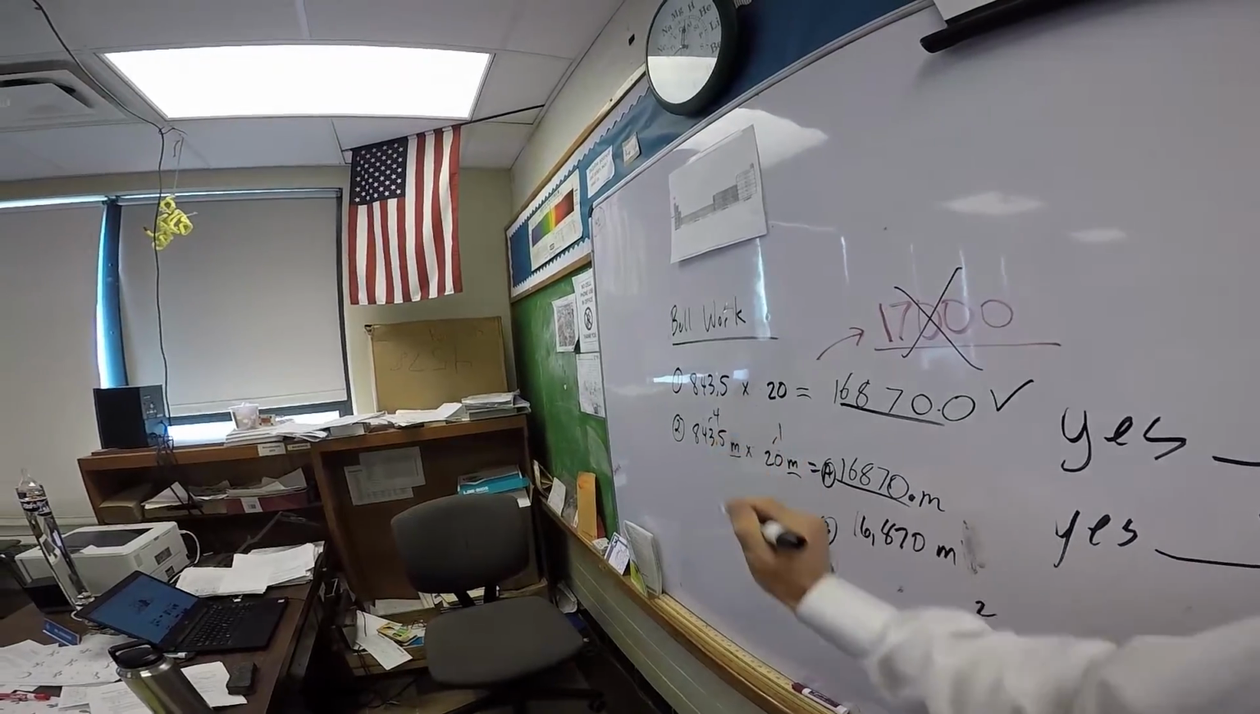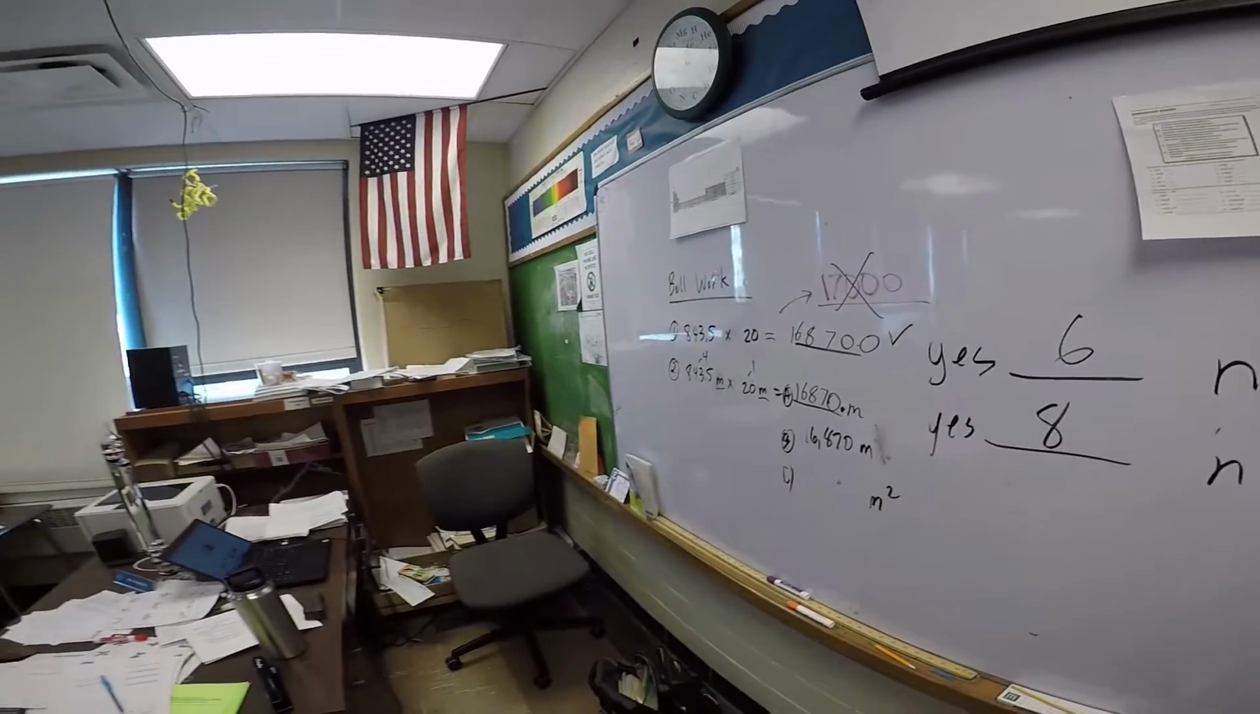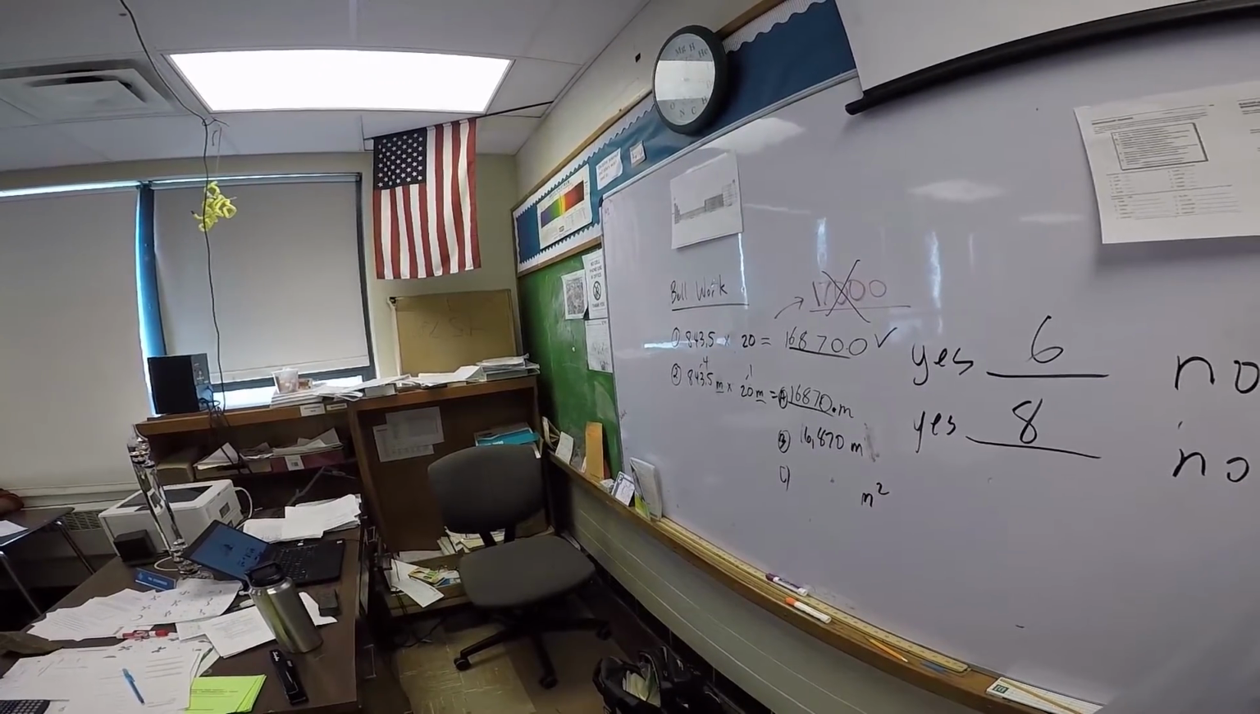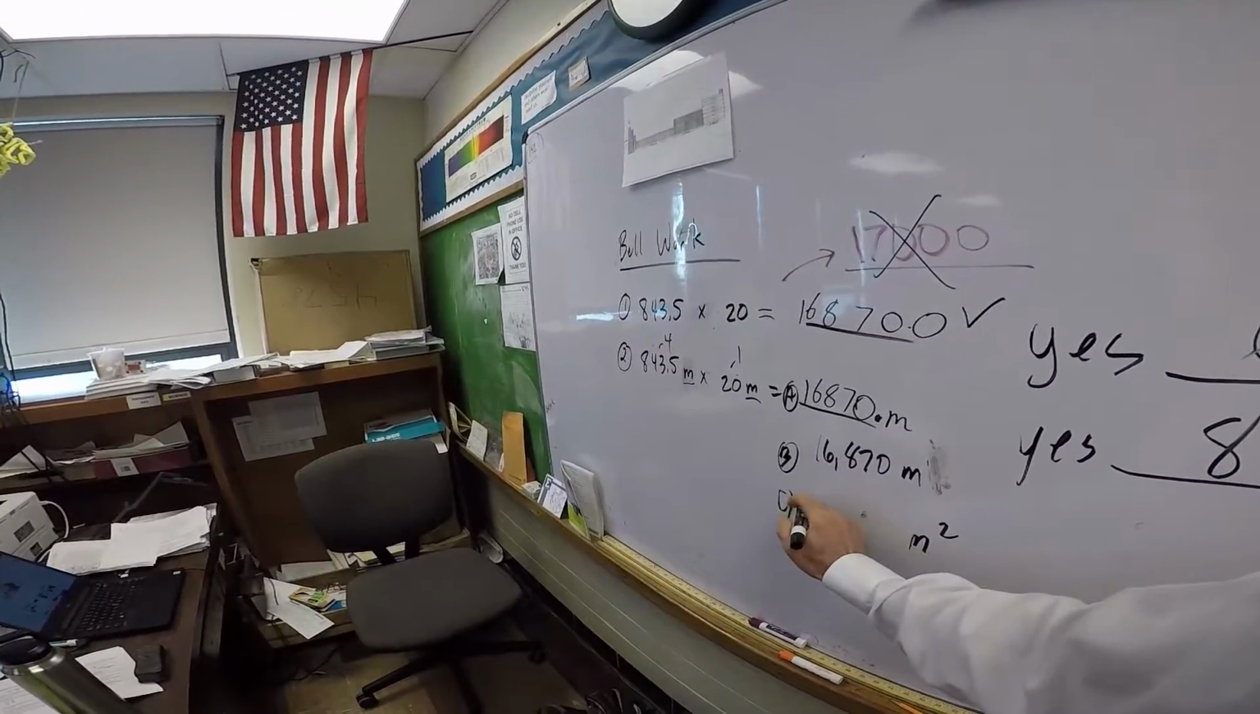One true number. Now you've got to round this to what? 4. You got to round this to 20,000.